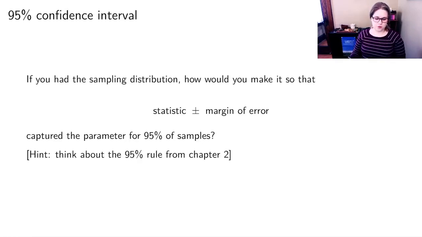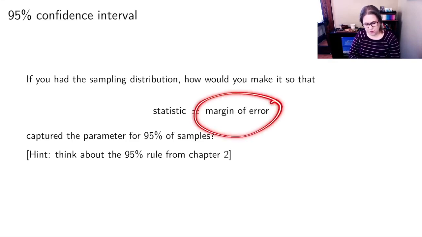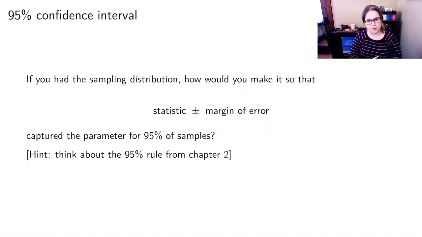Okay, so far I've just told you about this idea of 95% confidence intervals, and then I've shown you a bunch of them in StatKey. But if you had the sampling distribution, how would you make it so that the statistic plus or minus the margin of error captured the parameter for 95% of samples? In other words, how would you figure out this margin of error? And as a hint, I'll say think about the 95% rule from chapter 2.